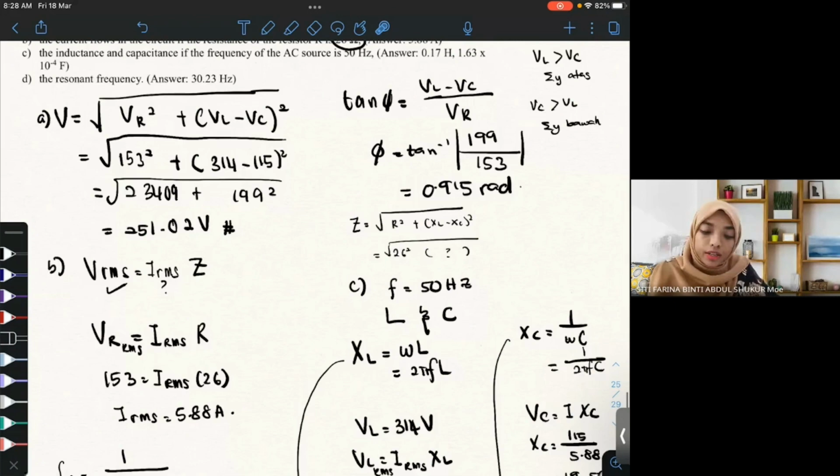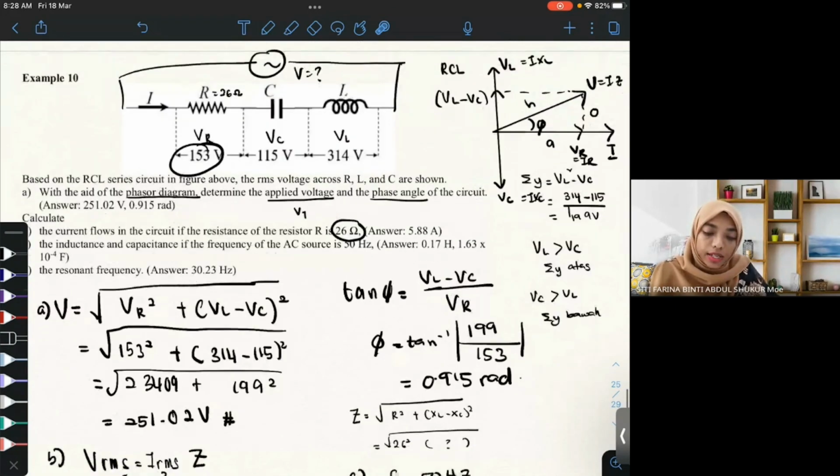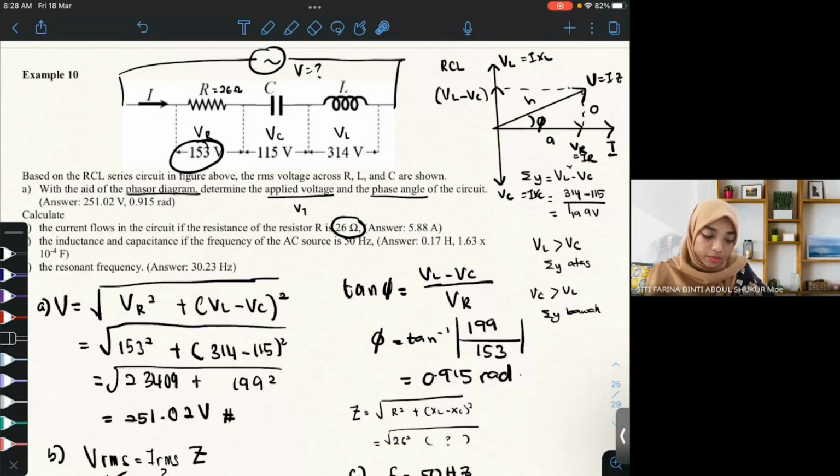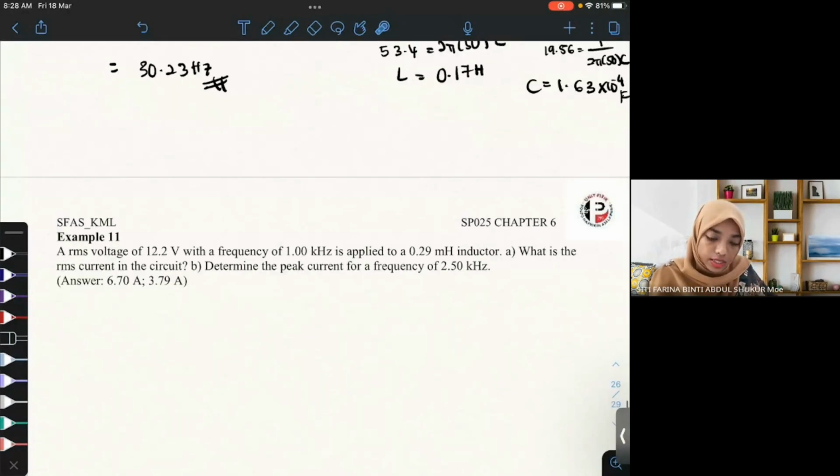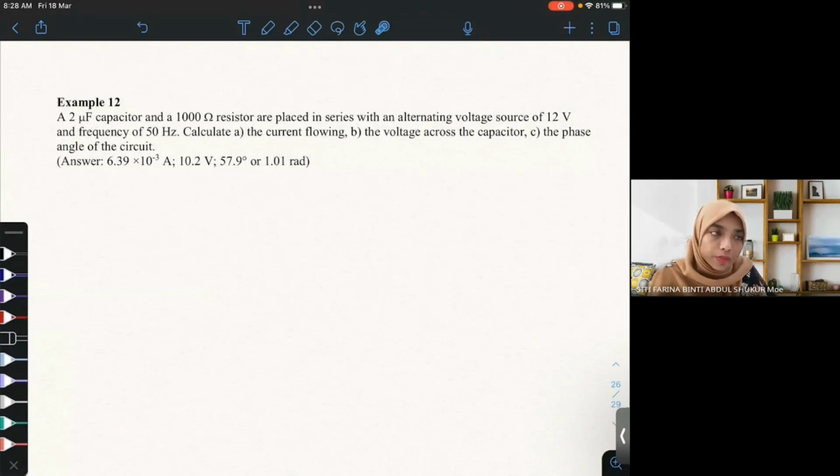Okay? Ada apa-apa yang tak jelas on this part? Example 10. Tak saya ulang? Tiada. Okay. Kalau tiada, next example was 12. Question 12 here.